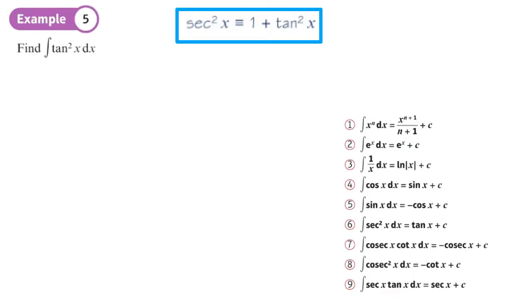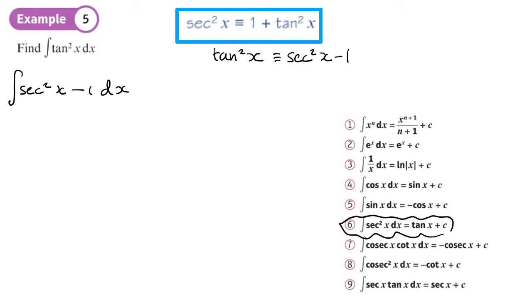So this first one here, tan squared, always look for the trig in the table. It's not in the table, but there's a big hint at the top, which is because sec squared is 1 plus tan squared, that means tan squared x you can write as sec squared x minus 1. So we'll integrate sec squared x minus 1 dx. Sec squared is here, so that just becomes tan x minus x plus c.